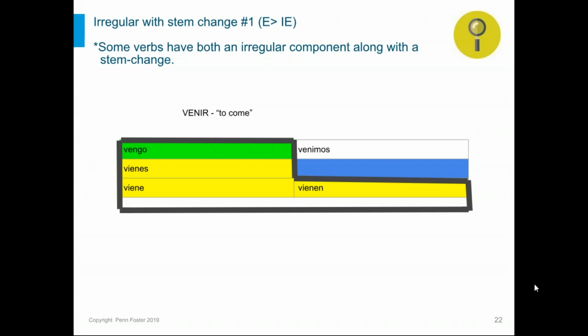So in this case, a verb like venir is irregular in first singular, highlighted in green. It does not have that IE stem change, but we have a slightly shorter boot. Second person singular, third person singular, and third person plural are within the boot, and they do undergo that E to IE stem change where the I has been brought in. Regular endings still apply to all of these, and first person plural is again regular and excluded from the stem change and the irregularity.